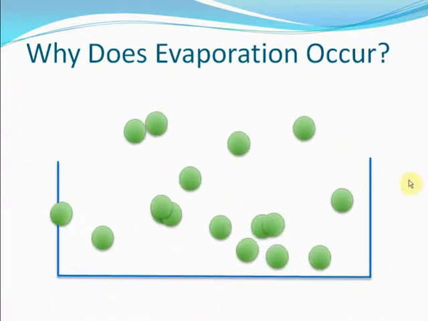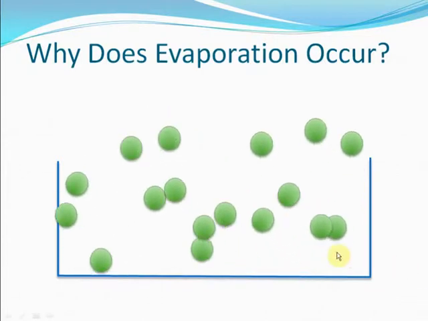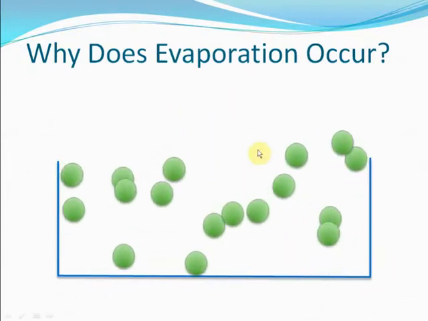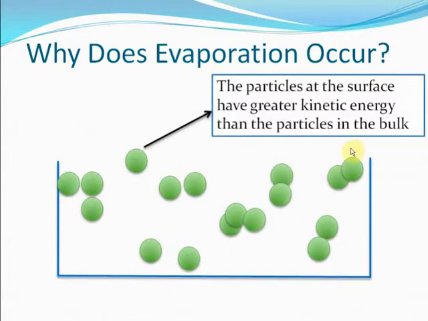You see, this is a liquid. The green particles you see here are the particles of a liquid. Now, in a liquid, one interesting point is that the particles at the surface have a greater kinetic energy than the particles in the bulk. This means that if you have a glass of water, then the particles at the top of the glass of water, that is the particles of the liquid which are exposed to the atmosphere, have a much greater kinetic energy than the particles deep inside the liquid.